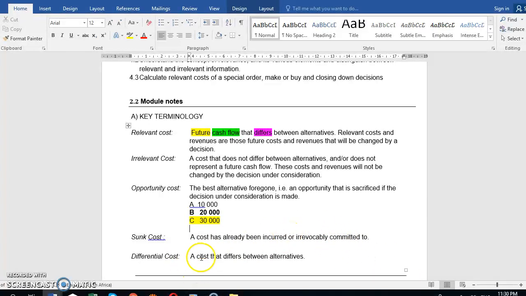Alright, and then lastly, differential cost is just the cost that differs between alternatives. So this relevant cost definition is extremely important. Opportunity cost and sunk cost definitions are probably the most important. So relevant cost, opportunity cost, and sunk cost are very important definitions that if you get, you'll be able to do this module very well.